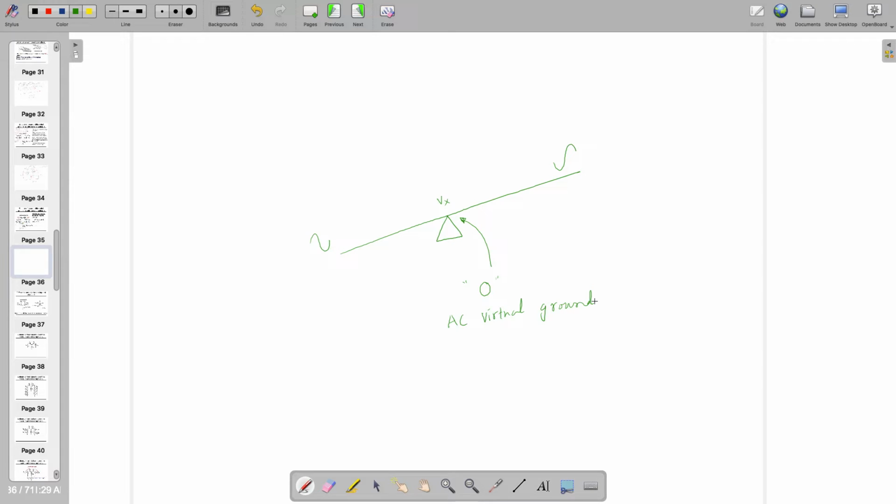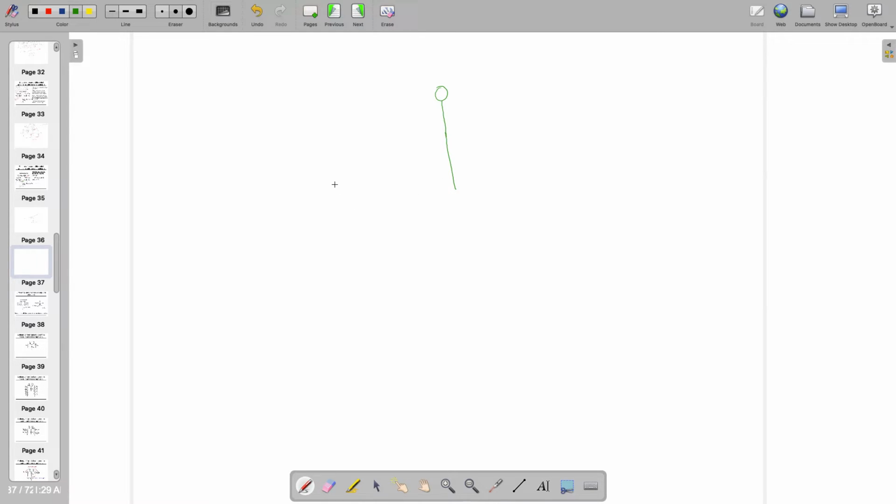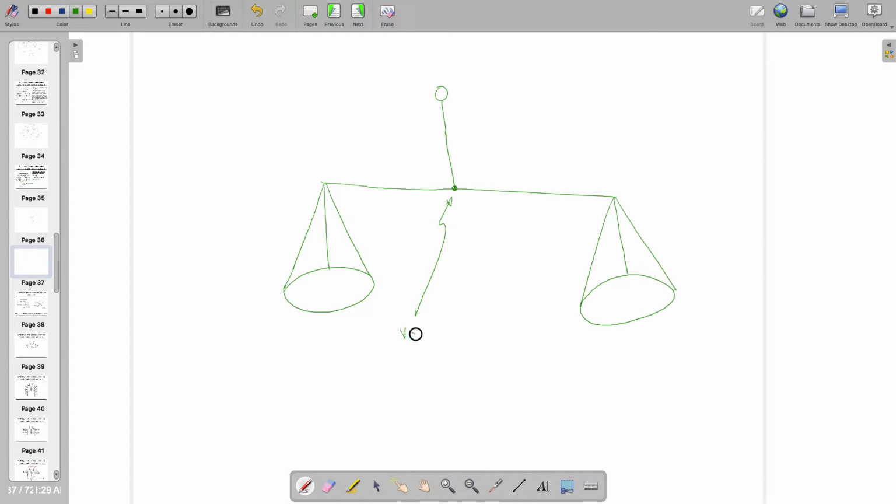Some people also make this analogy, not calling it this way, but saying that it's a weighing machine. The weighing machine, this is the ancient analog one which you have seen with some of the local vendors. So this point always remains Vx and it's AC virtual ground.